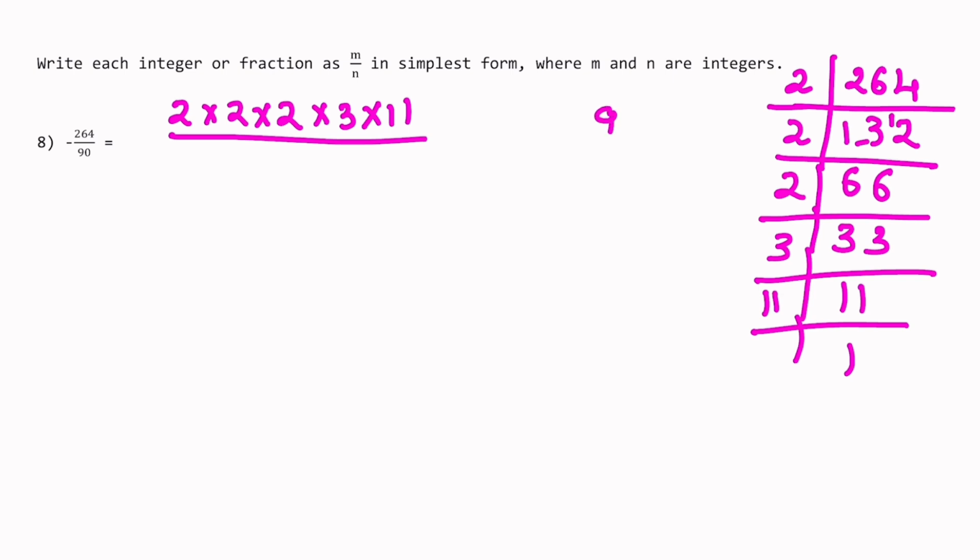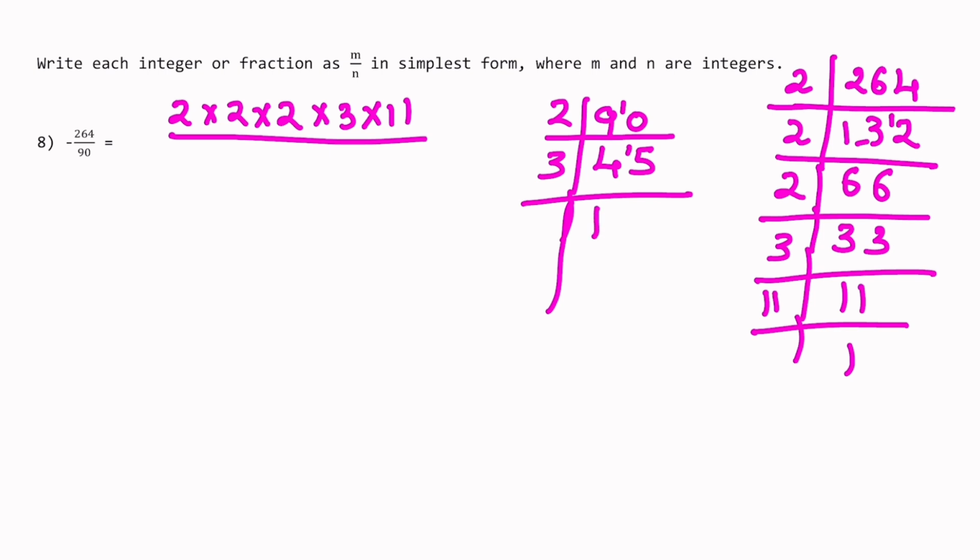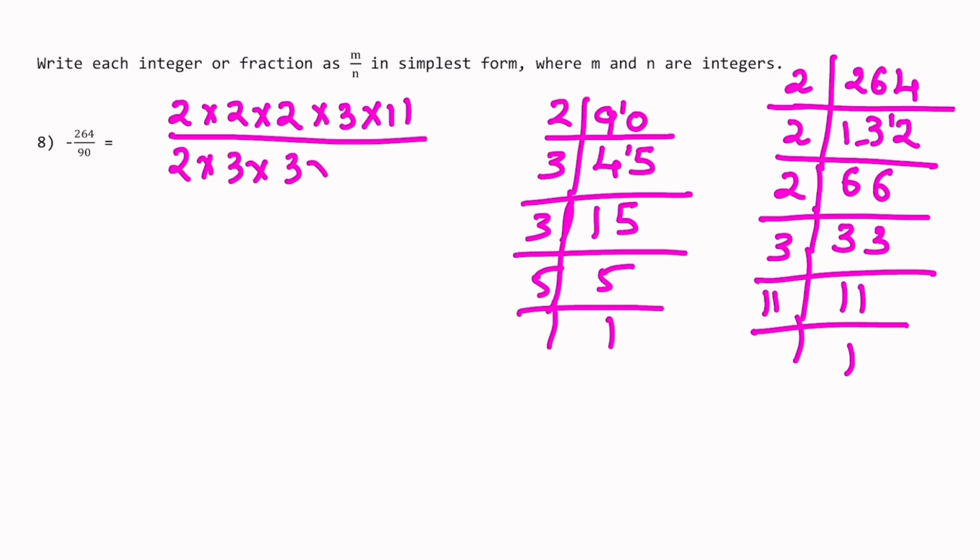We got to do the same thing for 90 here now. So 90, we start with 2 because it's an even number. So that's 4 times 2 is 8, and that's 9. So we have a remainder here, and that's 5, 45. So you can do it with 3 because 4 plus 5 is 9, and 9 is a multiple of 3. So let's go with 3 first. It's always good to go in the sequence. So 3 times 1 is 3, and then that becomes 15, and that's 5. So again, 3 times 5 and 5 times 1. So we'll say 2 times 3 times 3 times 5. And of course, remember your negative sign here.